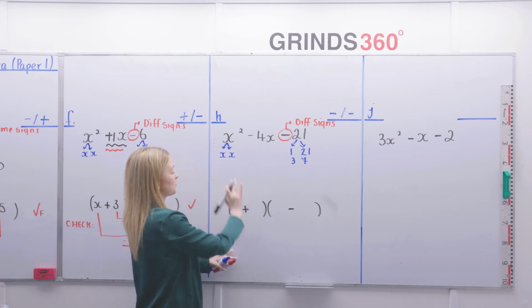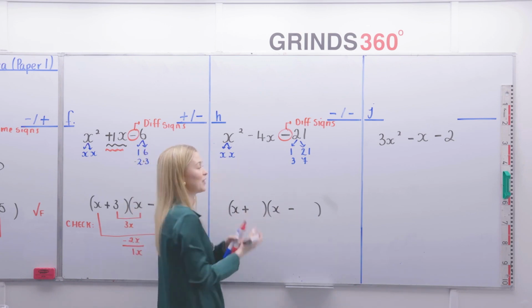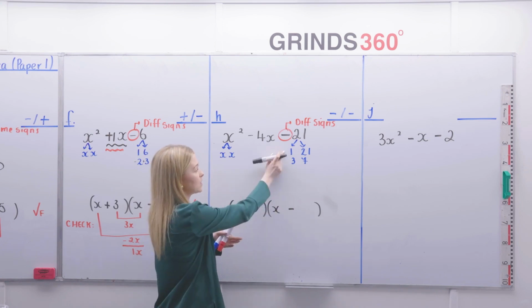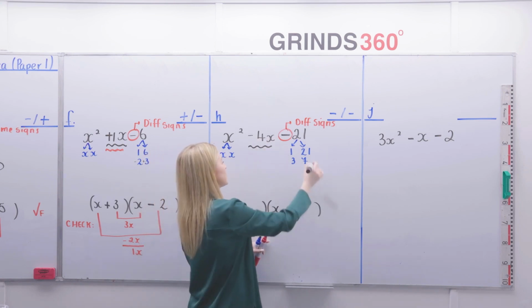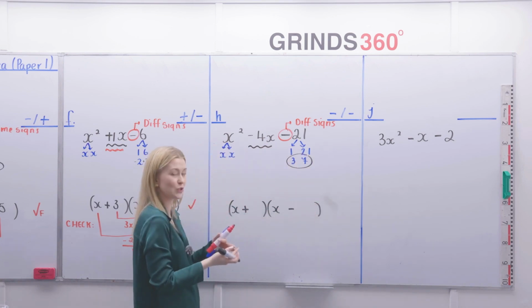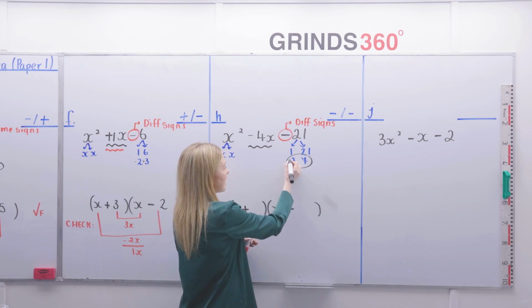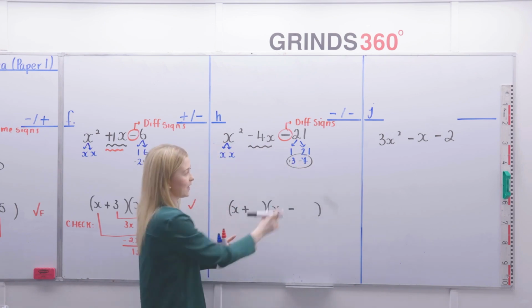So here I've only one option for my first term in each bracket, it's x and x. And for my second term in each of the brackets, I have a choice between 1 and 21 or 3 and 7. Now remember, I want to get to minus 4, so I'm looking at 3 and 7 and saying, well, they seem to be the ones that would suit a little bit better. I'm going to say if I had minus 7 plus 3 would give me minus 4. So let's give that a go.